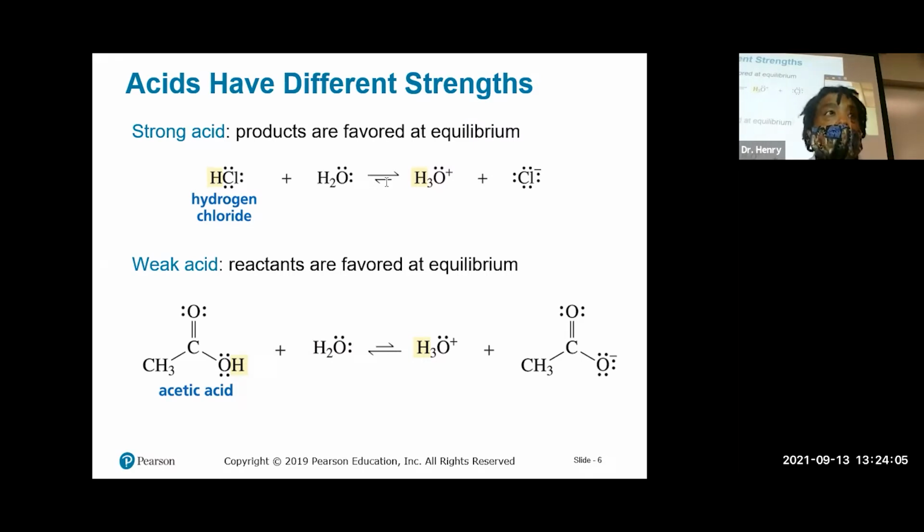If the arrow is long going in that direction, that basically means it's favoring the products, or the dissociation. If the arrow is long going in the other direction, then that means it's favoring the reactants.